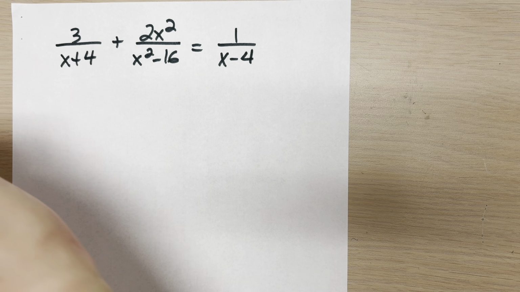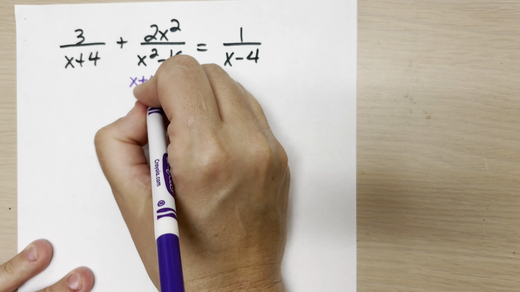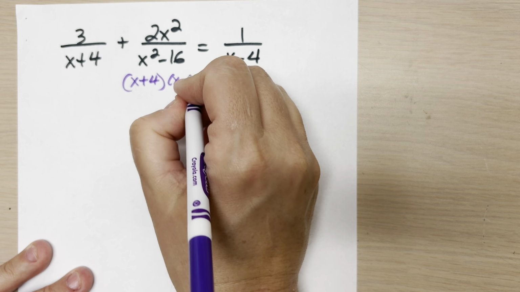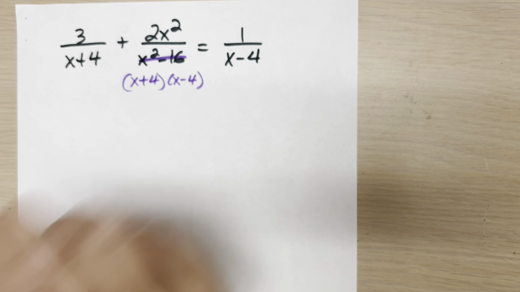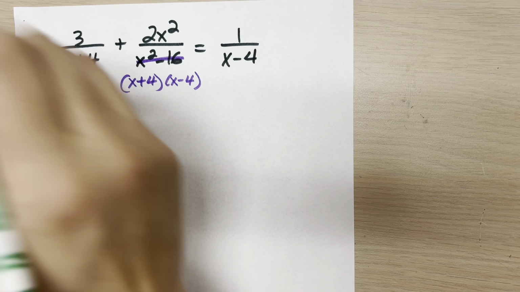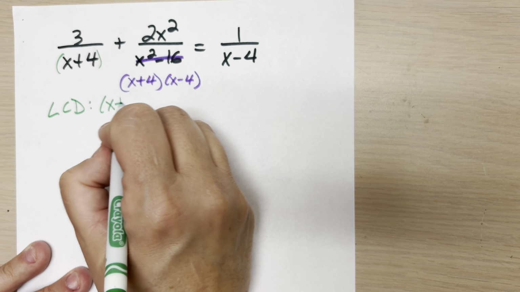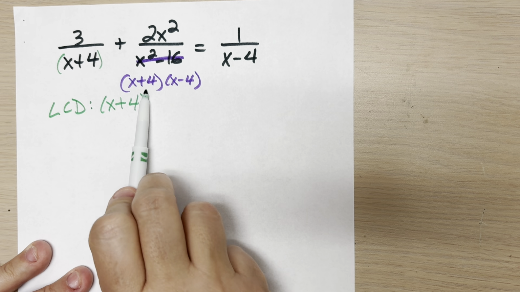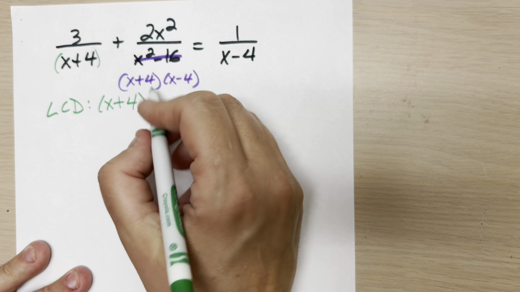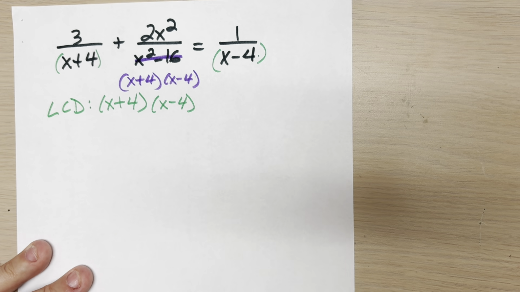Okay, let's see what's happening here. X squared minus 16. Oh, look, it's the difference of two perfect squares. Good. All right, so we have that factored. Okay, so our LCD this time is going to be x plus 4. I already have it. I don't need it again. X minus 4 needs to be a part of it. I already have it. I don't need it again.